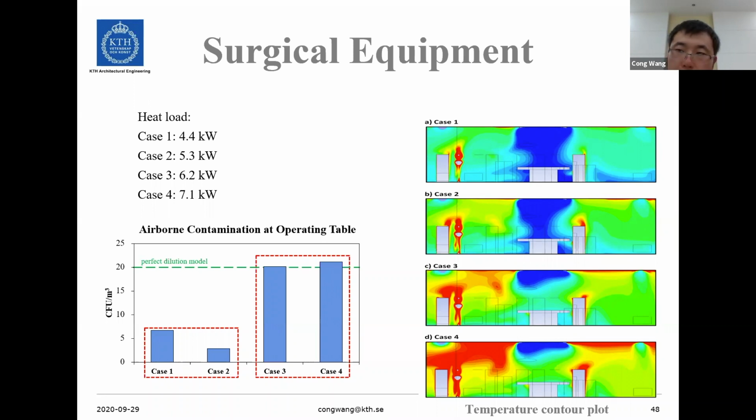And this dashed line indicates the prediction by the perfect dilution model. We can see that the airborne contamination level in case 3 and case 4 is close to the prediction by the perfect dilution model. And this further confirms that under very high heat load, this airflow field will not behave as expected. Instead, it behaves more like a mixing airflow ventilation.